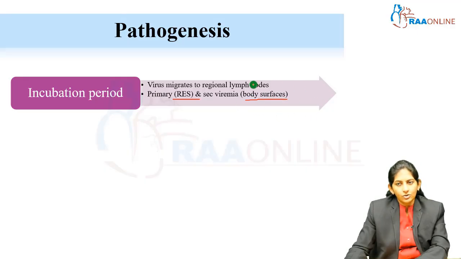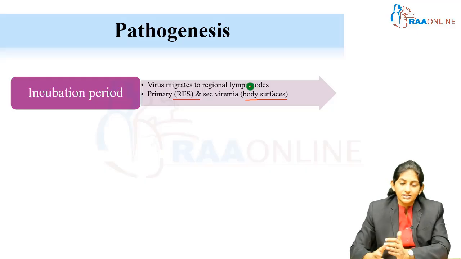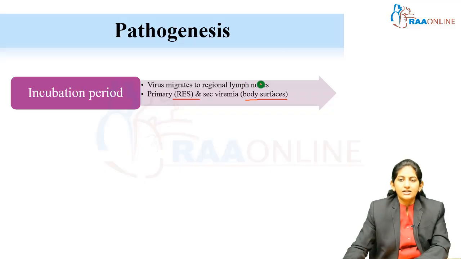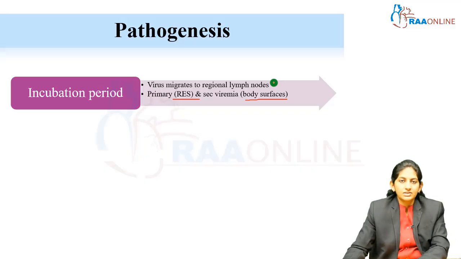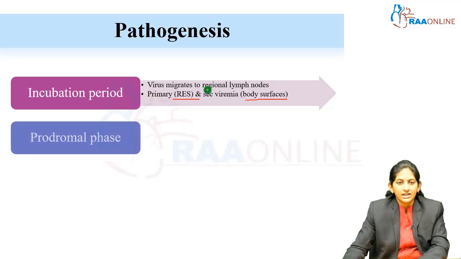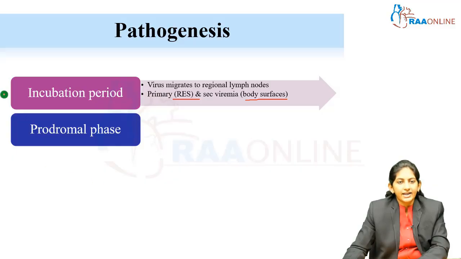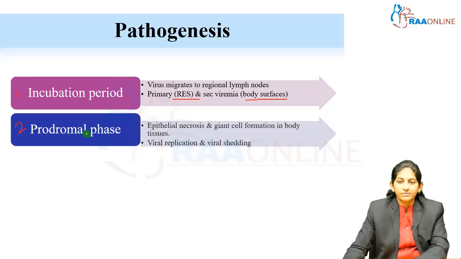The virus then settles over the skin and mucosa. It replicates in the skin, causes small vessel vasculitis resulting in a maculopapular rash, and it replicates in the oral mucosa, causing Koplik's spots. So exanthem and enanthem. This is the incubation period. Next is the prodromal phase. In the prodromal phase, there is conjunctival suffusion, coryza, sneezing, snuffles, etc.